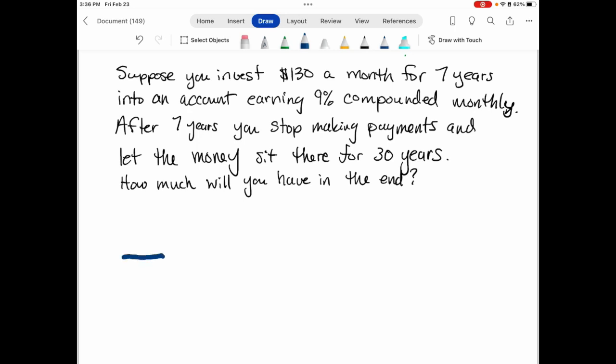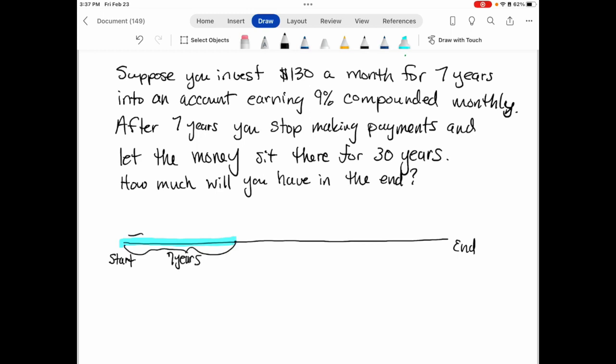So let's set up a timeline here. This is our start, this is our end, and for the first 7 years, this blue is going to be your 7 years. We're going to make deposits. I'm going to use my steps for the deposits of 130. That's my payment. So every month we put that into the bank, and then at the end of 7 years, we stop making payments and we have this lump sum just sitting here.